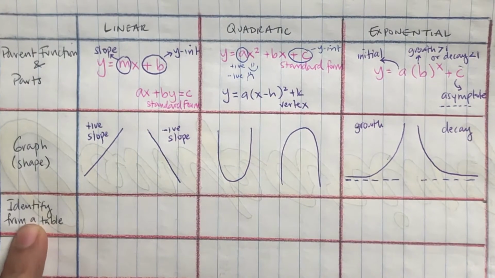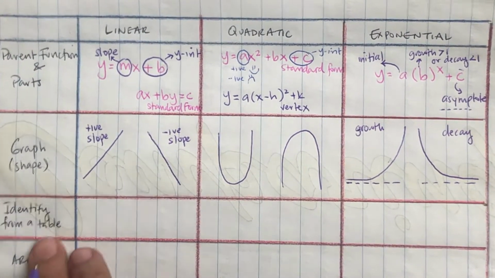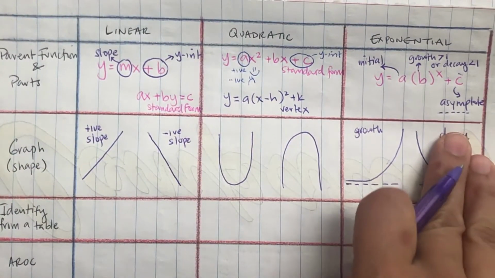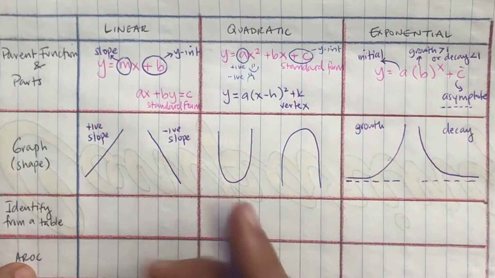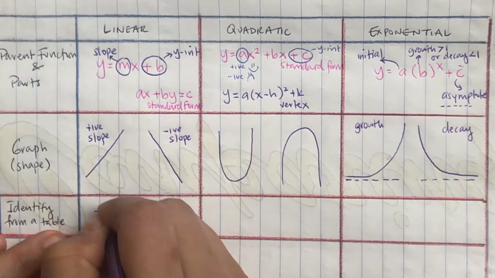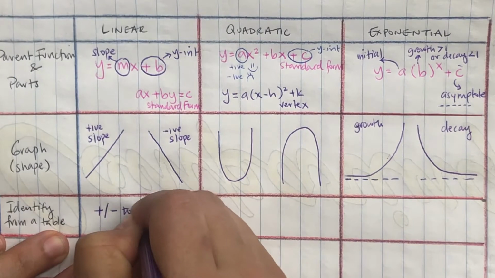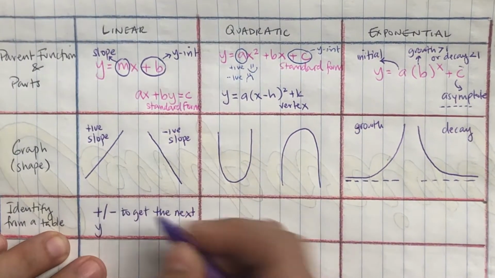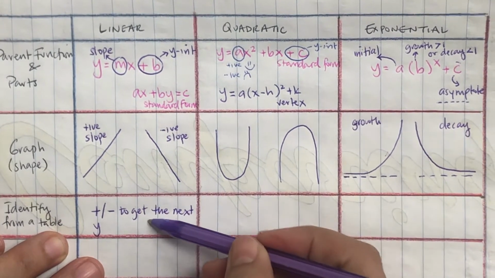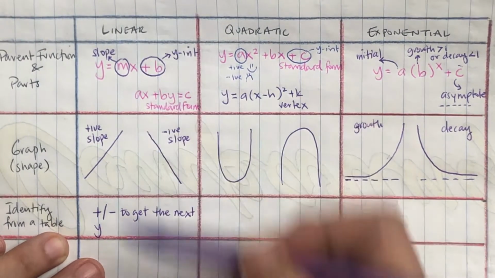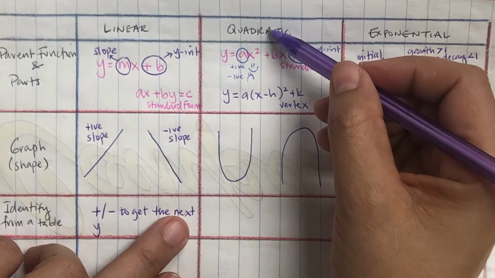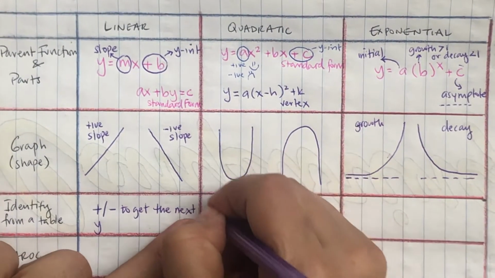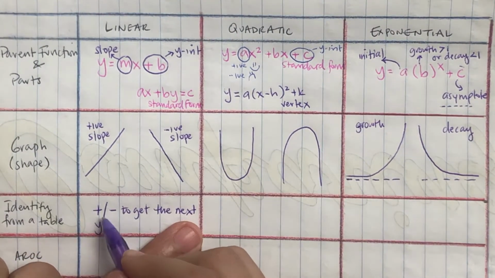All right, identify it from a table. Okay, so how would I identify if it's linear, quadratic, or exponential? All I would need to do from a table is add or subtract to get the next y. Okay, so you have x, y, from here to here. Where did I add or subtract? That's linear.